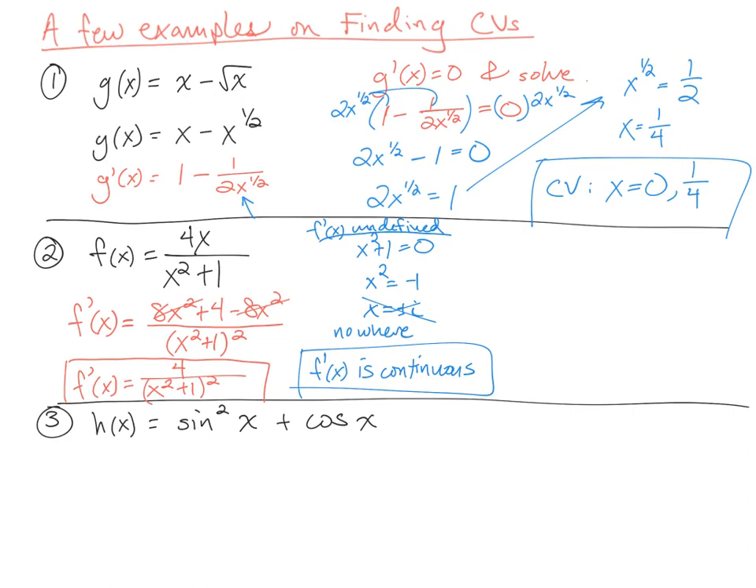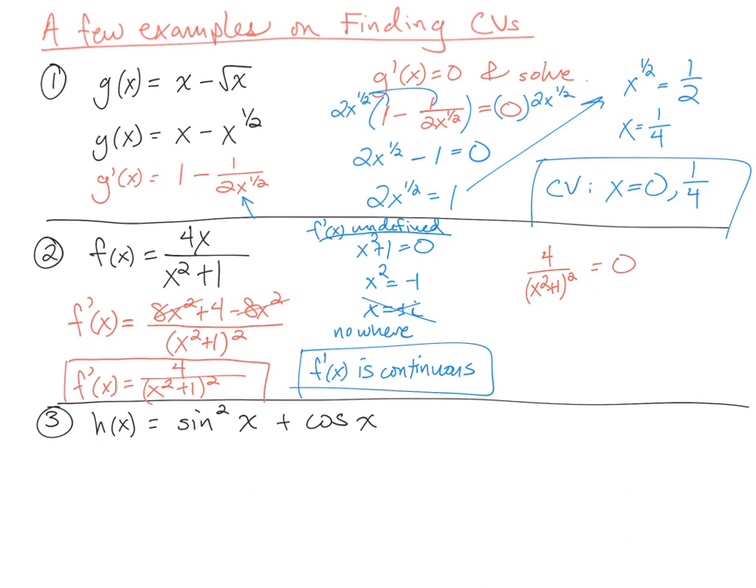All right, so we don't have any critical values from where the derivative is undefined. Maybe we can find some critical values when the derivative equals 0. So let's check out our derivative here: 4 over (x squared plus 1) squared equals 0.